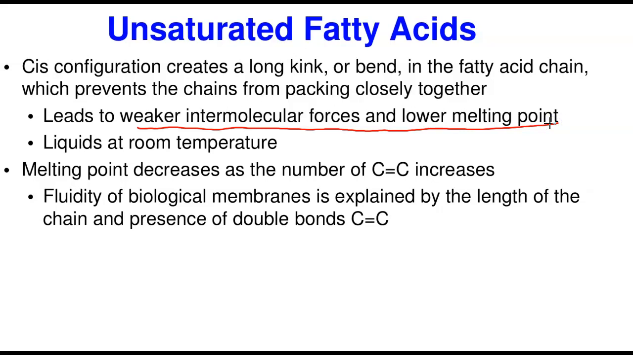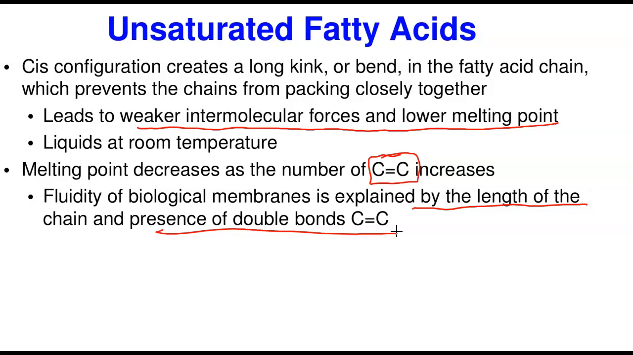So they are liquid at room temperature. And of course, the melting point decreases as the number of carbon-to-carbon double bonds increases, because it creates more spaces so that they cannot pack. So the more double bonds, the more spaces, the more they cannot pack, and the more fluid they become. So the fluidity of the biological membrane is actually explained by the length of the chain and the presence of the double bond. The more double bonds a biological membrane has, the more fluid it becomes.